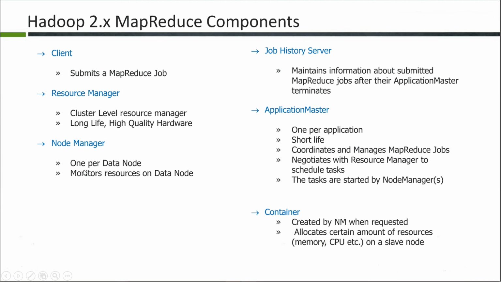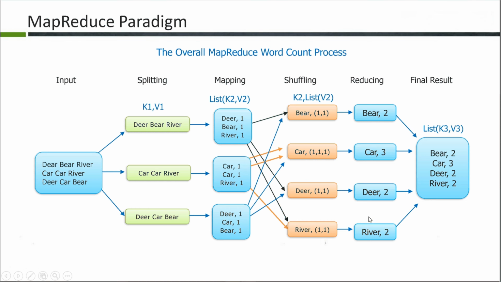The node manager, there's one node manager per data node. It monitors the resources on the data node. Containers. They're created by the node managers when requested, and they allocate a certain amount of resources such as memory and CPU, etc. on a slave node. So this is a MapReduce paradigm and also a really good example of MapReduce.